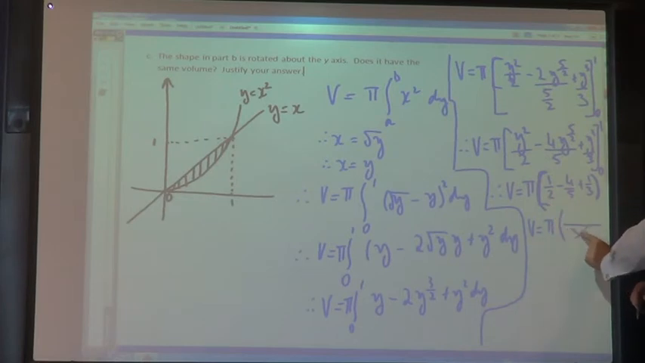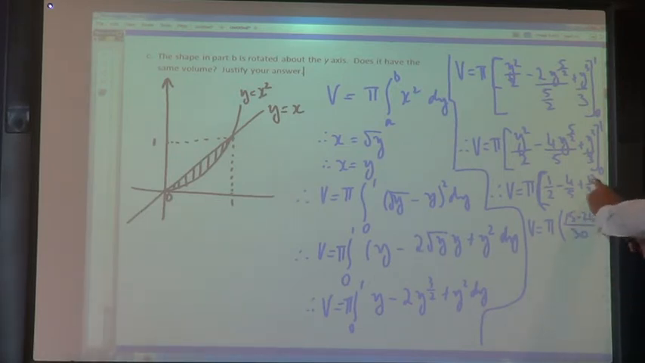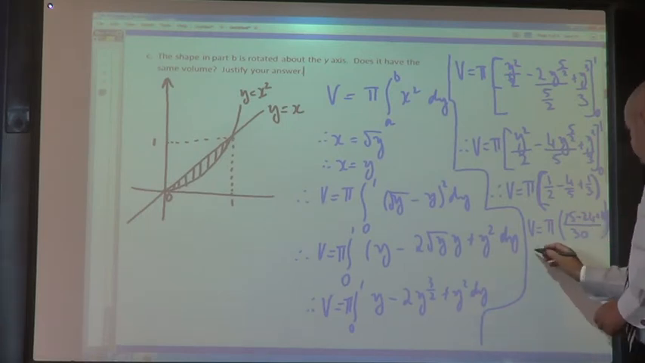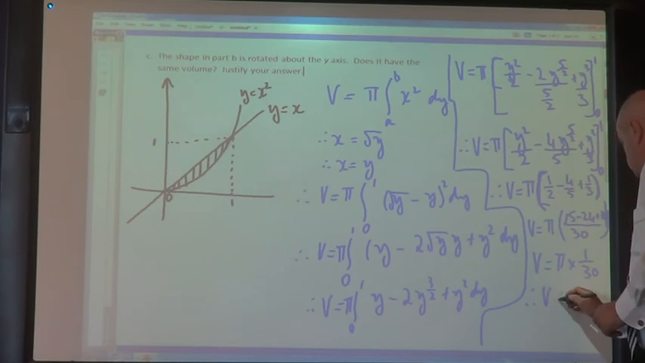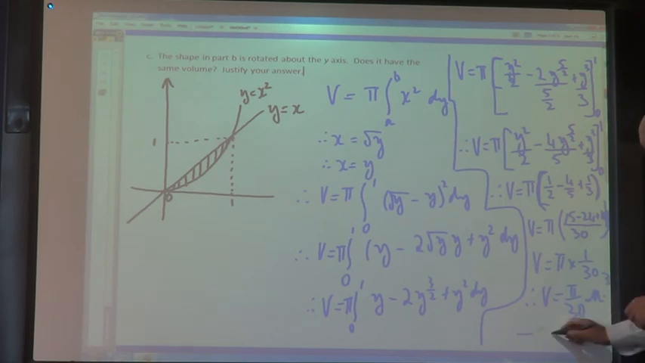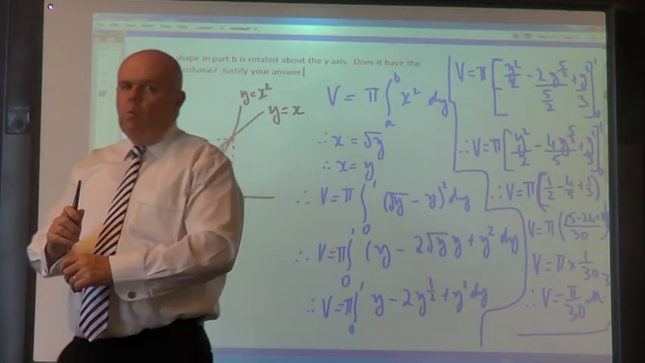We times that by 15 to get to there, so that's 15. We times that by 6. We times that by 10, plus 10. Just remember that says plus 10. So we've got 15 plus 10 is 25. Take 24 is 1. So the volume equals pi times 1/30. In other words, the volume equals pi on 30 units cubed. And that's how we rotate it around the y-axis.